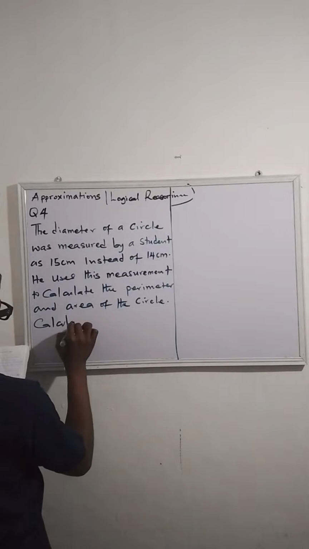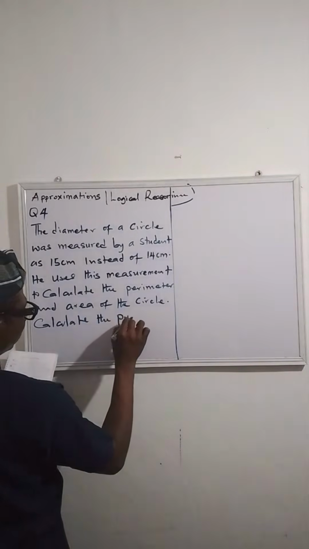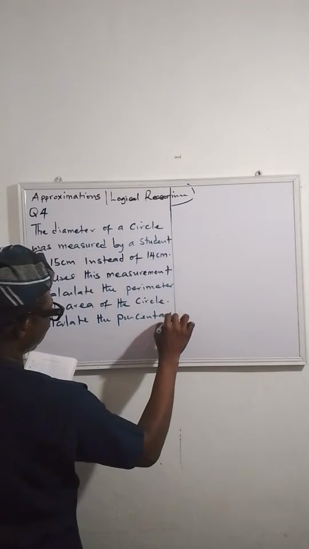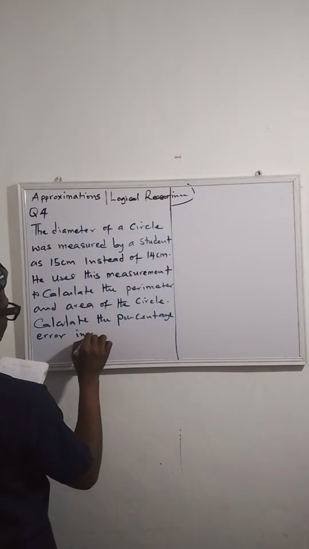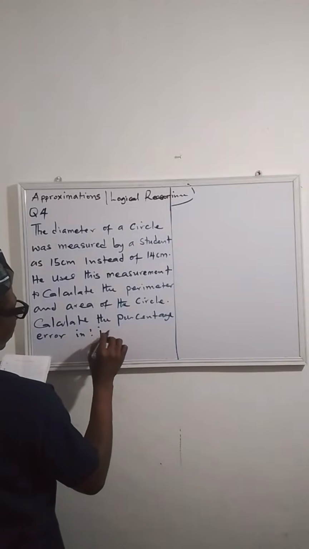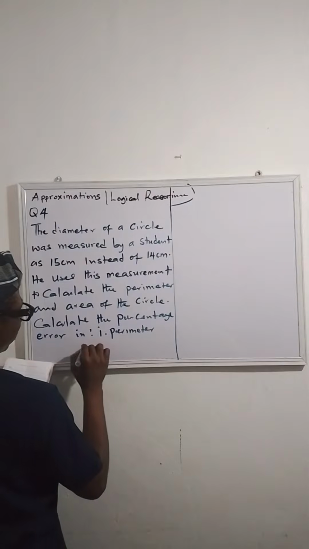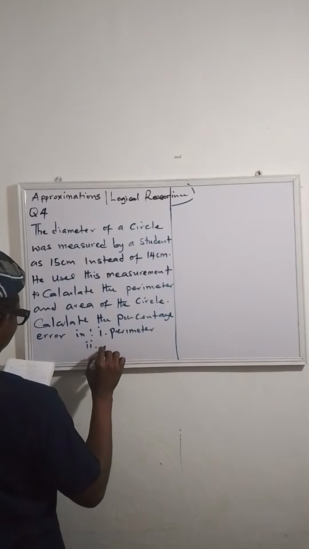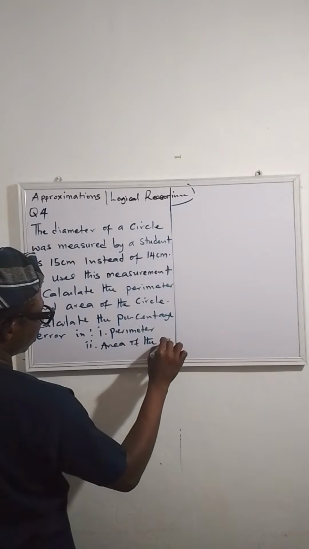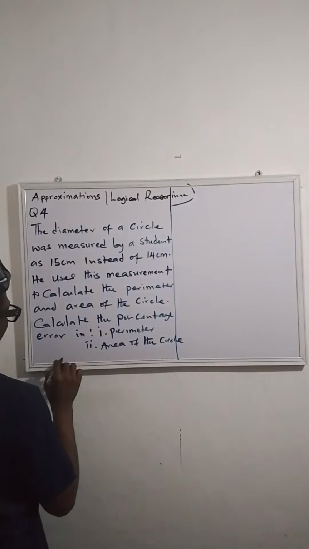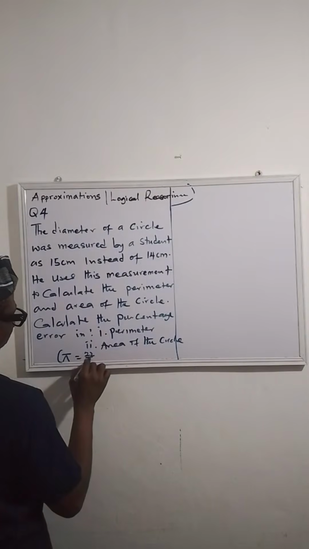Calculate the percentage error in Roman numeral 1, perimeter, Roman numeral 2, area of the circle. Take pi to be equal to 22/7.